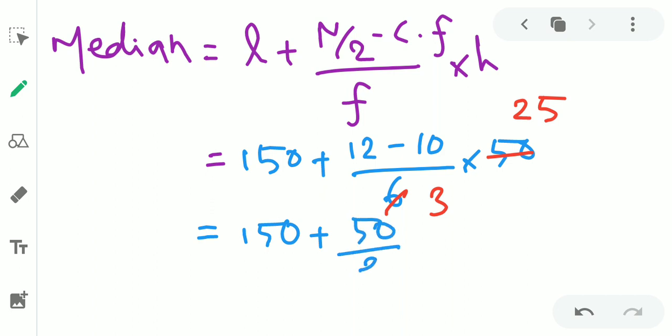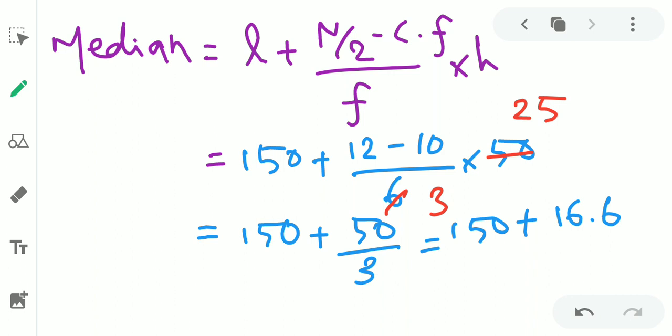So 150 plus 50 divided by 3, and one more simplification, we can do it by 3 tables. So 3 times 1 is 3, remainder 2, 20. So 20, 6 times 3 is 18, remainder 2, 0 again. 6 times 3 is 18. Okay, it will go on.